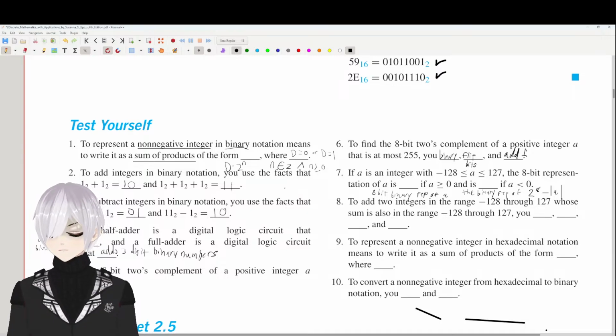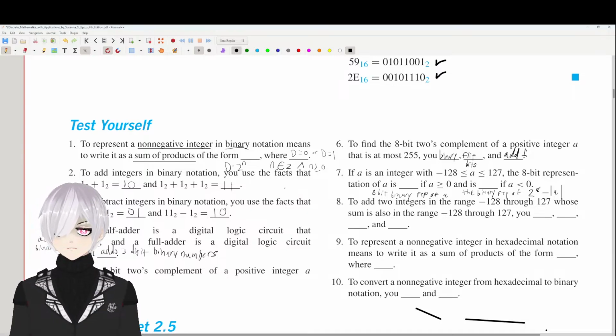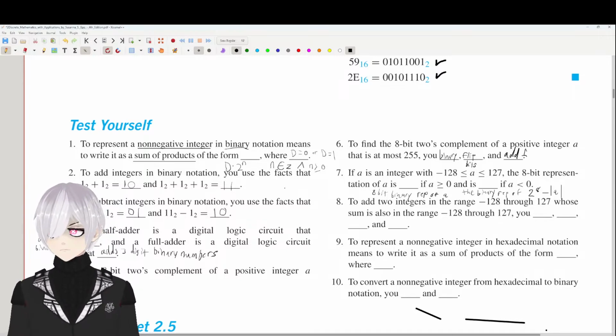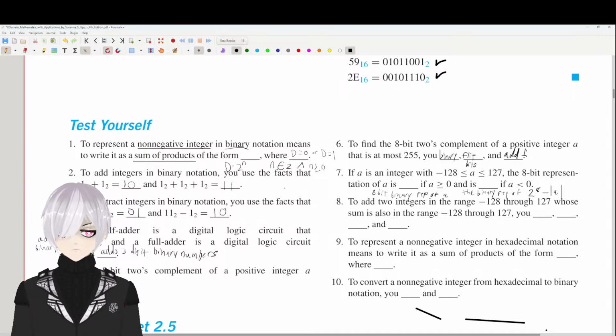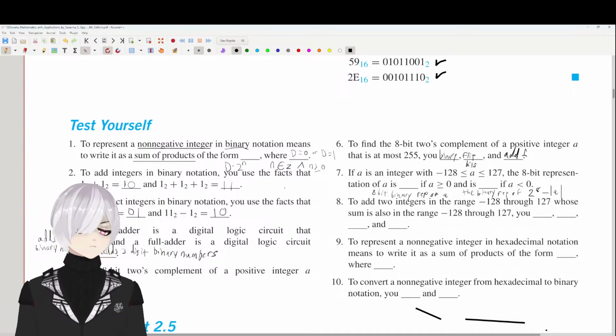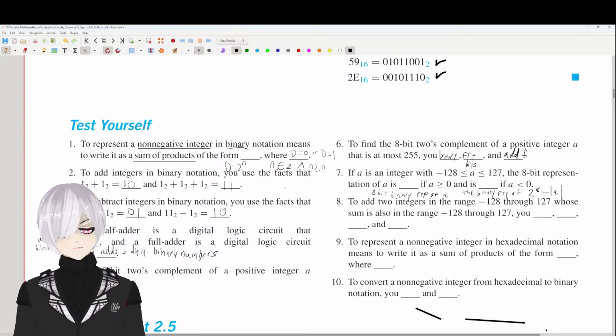So the 8-bit binary representation of 2 to the 8th minus the absolute value of a. And then this is the procedure for adding. To add two integers in the range negative 128 through 127, whose sum is also in the range negative 128 through 127, you blank, blank, blank, and blank. I guess you would first write the 8-bit binary representations of each number.